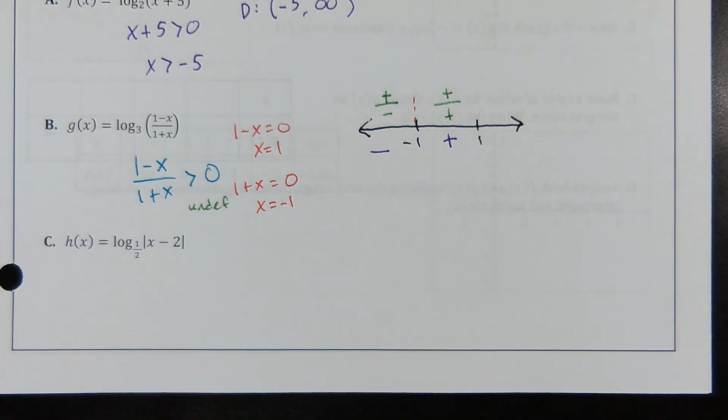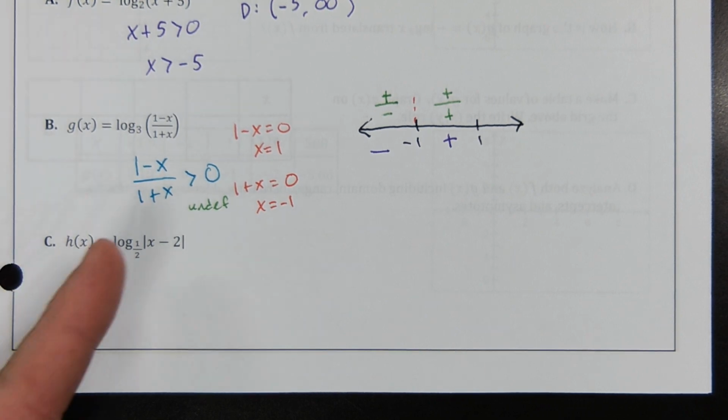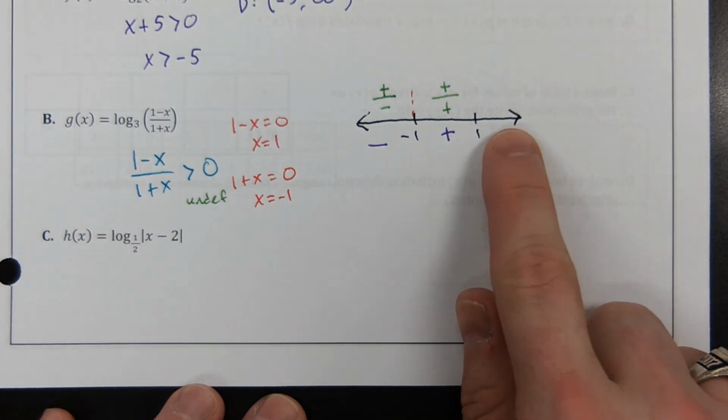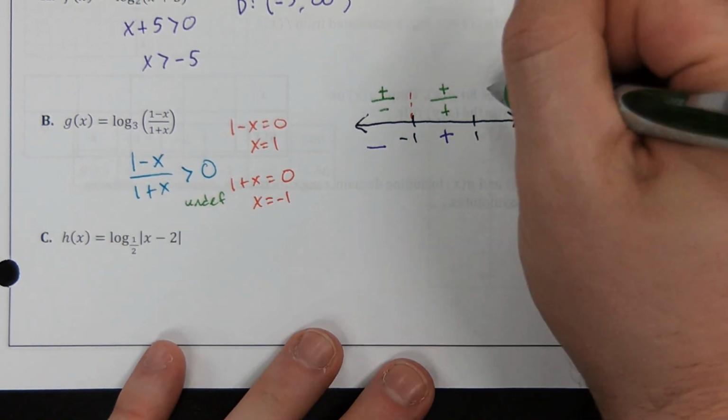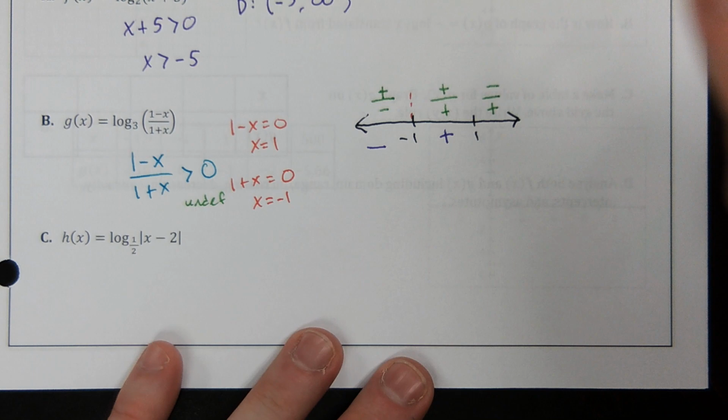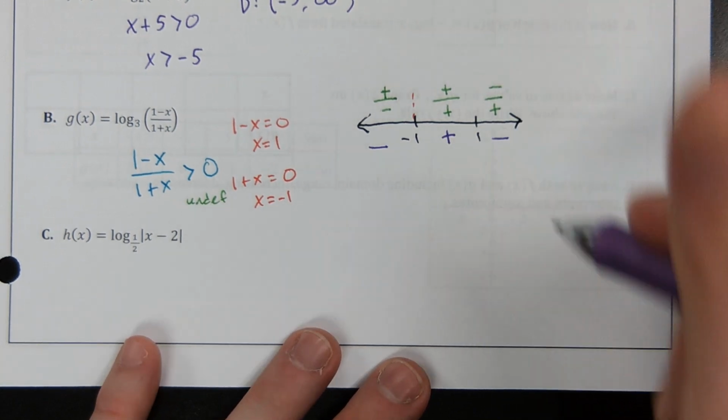Mr. M, can't we just assume that it oscillates between positive and negative? No, you cannot assume. You actually have to test the zone, especially for rational functions. So let's grab a positive 2. 1 minus 2 is negative. And 1 plus 2 is clearly positive. So yes, this one actually did oscillate, but we still needed to check.